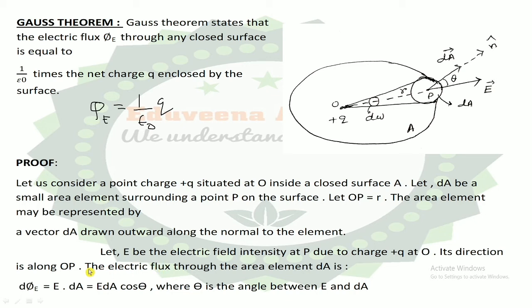So the electric flux through this small area element dA is d phi equal to E dot dA. As we know, flux is the scalar dot product of E and dA. This dot product means E dA cos theta, because dA and E differ by an angle theta. The angle between dA and E is theta. So E dot dA is E dA cos theta, where theta is the angle between E and dA.